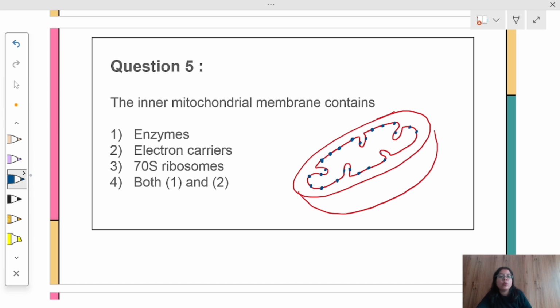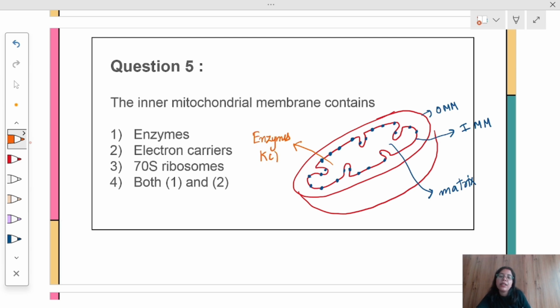Okay, so this is our outer mitochondrial membrane. This is our inner mitochondrial membrane, right? And this area, who will tell me what is this? This is matrix, right? Fine. What is there inside matrix? In matrix, you have a lot of enzymes, right? A lot of enzymes you have here, specifically for Krebs cycle.